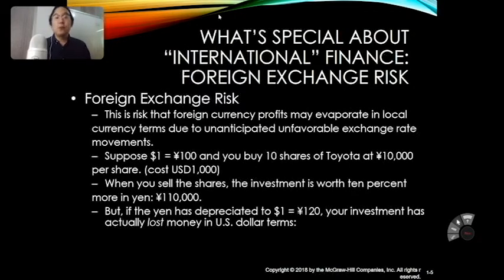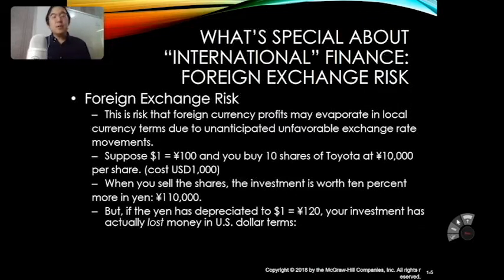This is the risk that foreign currency profits may evaporate in local currency terms due to unanticipated and unfavorable exchange rate movements. So let's suppose you start to invest in Toyota Motors. Hajimemashite, Toyota-san. And at the moment of your investment, the dollar to yen exchange rate was 100 yen per $1. So you purchased 10 shares of Toyota, at 1,000 Japanese yen per share, which is 10,000 yen, and it cost 1,000 US dollars using this FX rate.